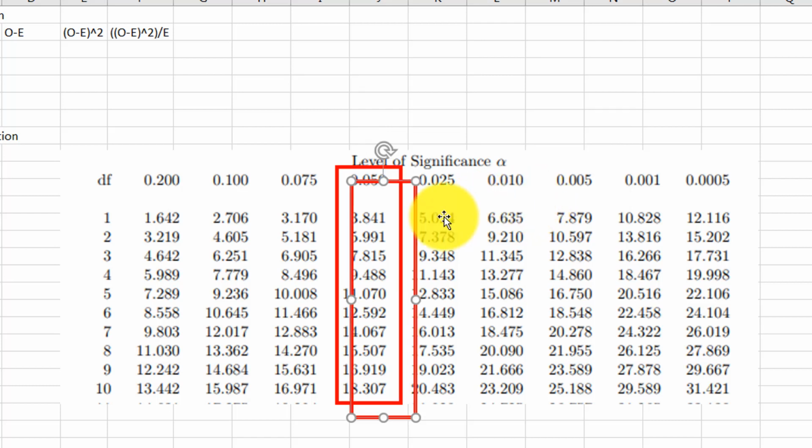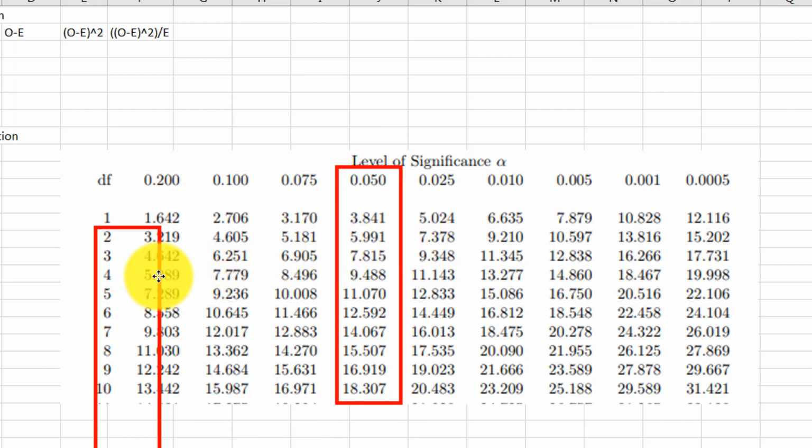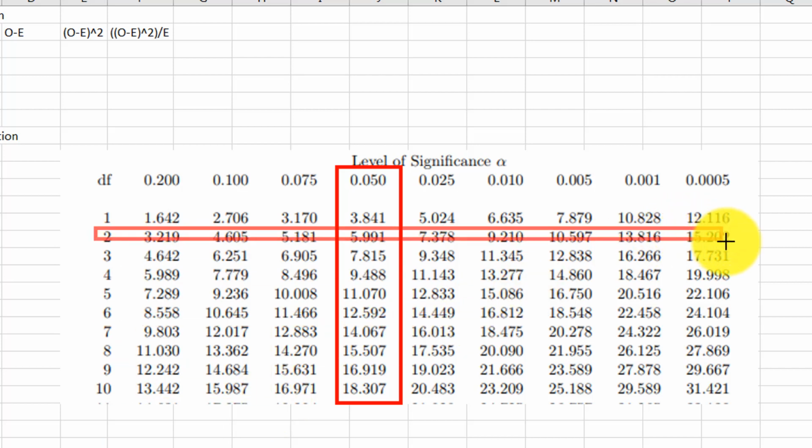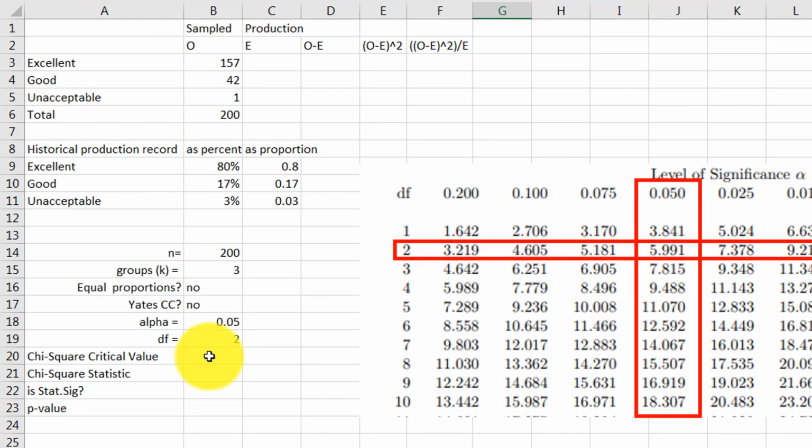I'm just going to copy and paste that shape. And we said we are working with 2 degrees of freedom. So I'm going to just move that over the row, 2 degrees of freedom. And then look at where it intersects to find my chi-square critical value. And it's intersecting at 5.991. 5.991 is our chi-square critical value. Now that we have this base information, let's go ahead and calculate the chi-square itself.